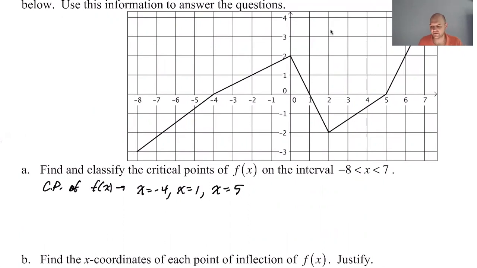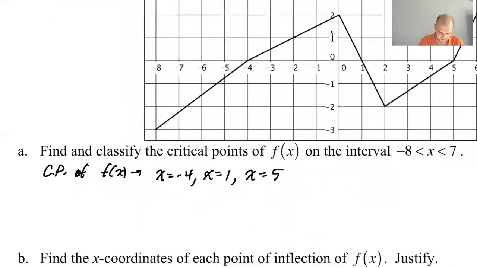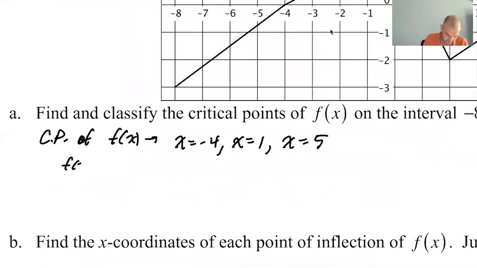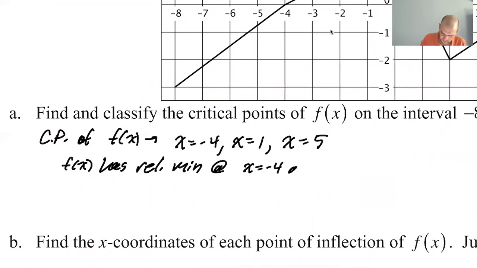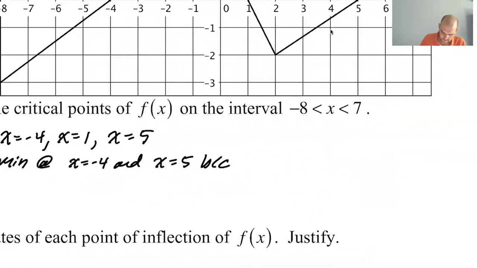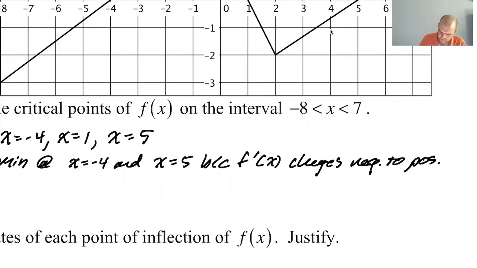All right, so we got the critical points. Now what we want to do is classify them. So I'm going to group them together. At -4, f prime changes negative to positive. At 5, f prime changes negative to positive. So at both of those, you have a relative minimum. So I'm going to say f of x has relative minimum at x equals -4 and x equals 5 because f prime of x changes negative to positive there.